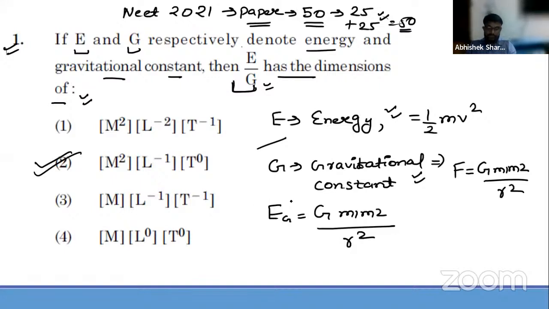So see, this is what E by J is: M1 M2 upon R square. Fine. Okay, let us proceed next.